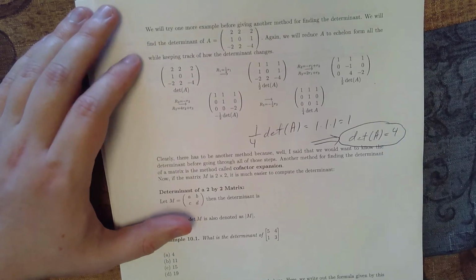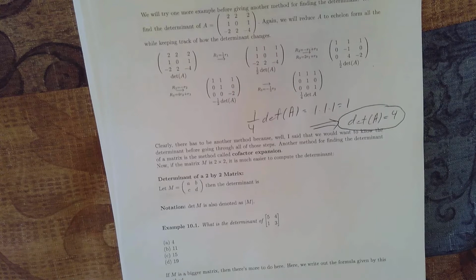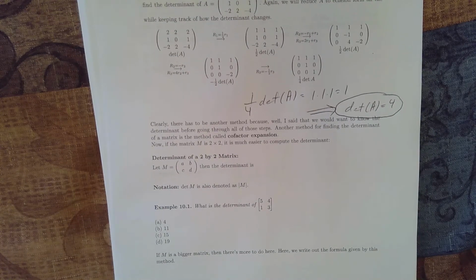All right, well, that all seems tedious. So fortunately, that's not the only method for finding a determinant. There's another method called cofactor expansion. And before we talk about cofactor expansion, we're going to show just the formula for finding the determinant of a 2 by 2 matrix. And if you remember trying to find the inverse for a 2 by 2 matrix, this formula might look a little bit familiar to you.